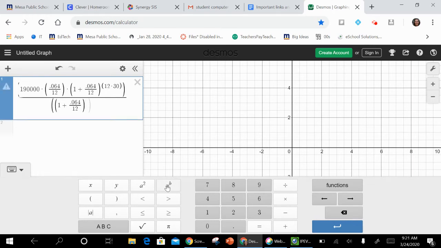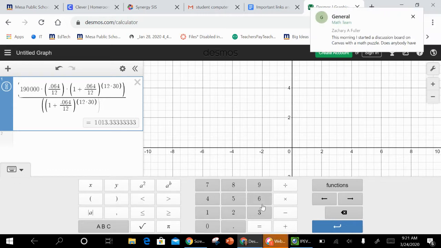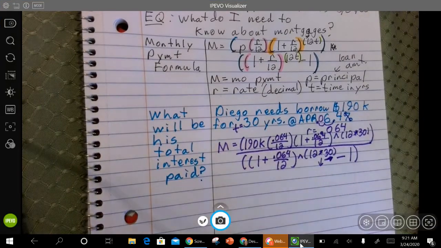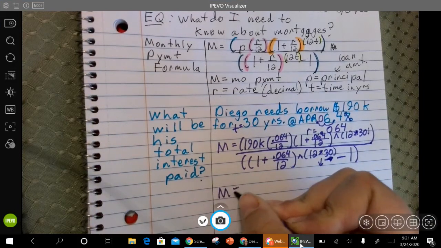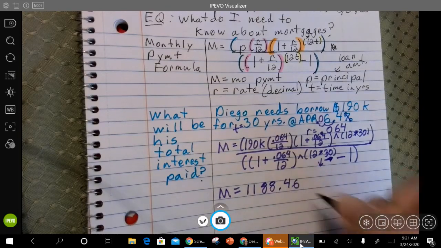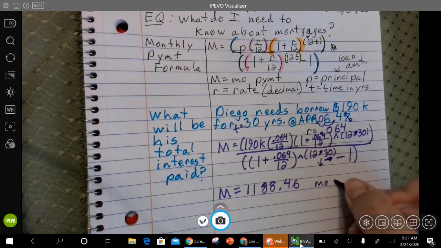Okay, and then we have to do a raise to again, and that's going to be the 12 times the years, which is 30. Parentheses, scroll left, minus 1, and then parentheses. Okay, and we get our answer, everybody. So it's $1,188.46. Okay, so that is our answer. Okay, so our monthly payment is $1,188.46. Okay, so this is the monthly payment amount.